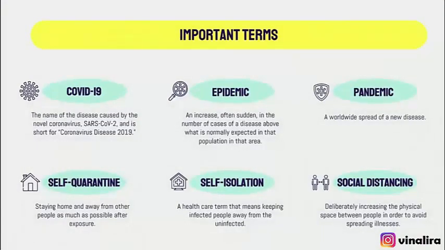We always start the lessons. Here are some important terms to build vocabulary skills. The first one is COVID-19. It's the name of the disease caused by the novel coronavirus SARS-CoV-2 and is short for coronavirus disease 2019. Epidemic: an increase, often sudden, in the number of cases of the disease above what is normally expected in that population in that area. And the pandemic: a worldwide spread of a new disease.